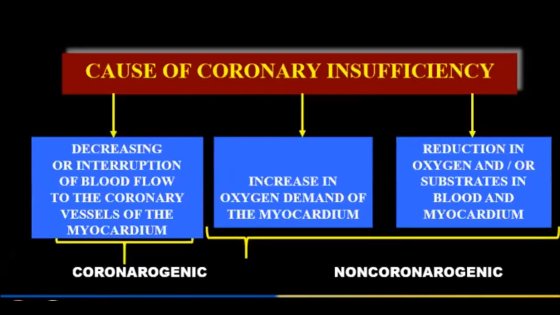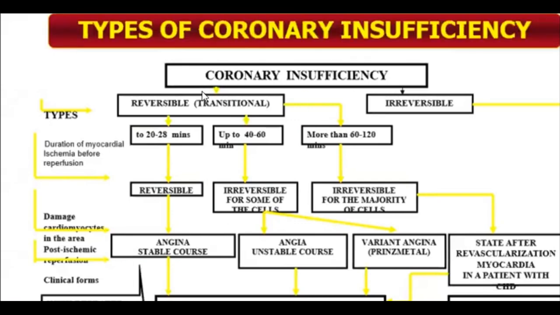Cause of coronary insufficiency: a decrease or interruption of blood flow to the coronary vessels of the myocardium. It's coronarogenic. And an increase in oxygen demand of the myocardium and reduction in oxygen and all substrates in the blood and myocardium. It's non-coronarogenic. Some types of coronary insufficiency are reversible and irreversible, and some variants present some big disorders. It's very important how long, what the damage is, and the clinical forms in this variant.